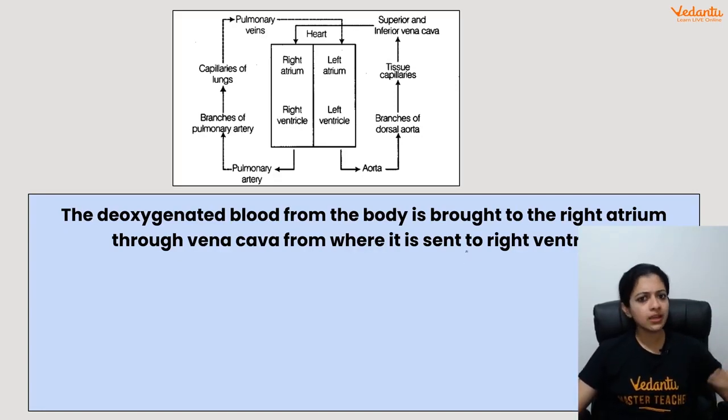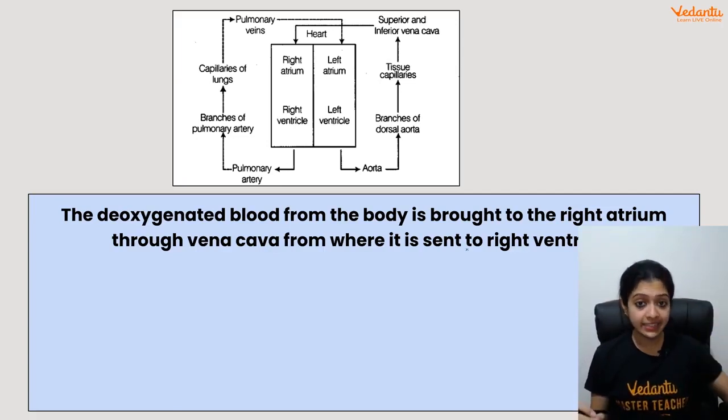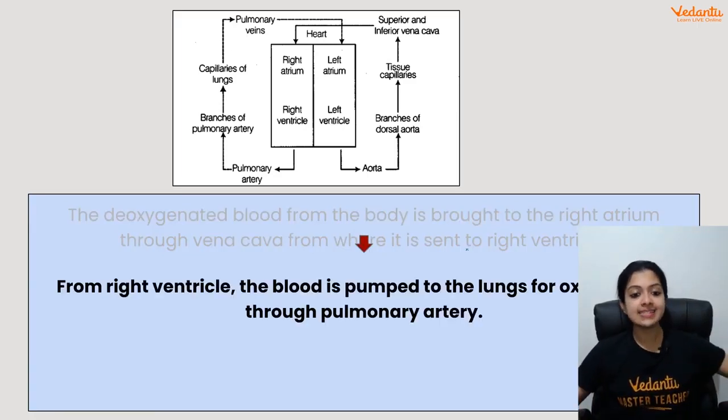Right? Because in your body, as I told you earlier, there's only deoxygenated blood after all the metabolism that has happened in the different cells, right? So this deoxygenated blood is brought into the right atrium by your vena cava, right? This is step one. Second step, from your right ventricle, look at this.